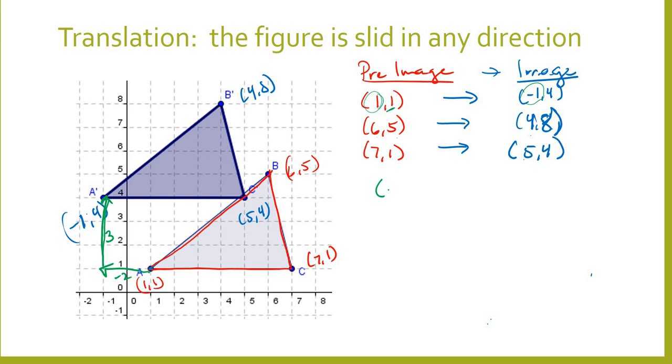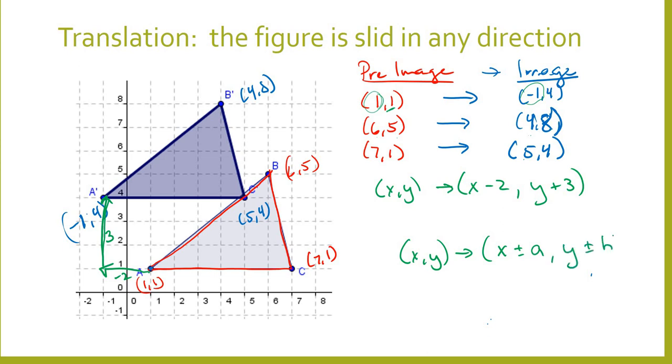So in this particular case, my change was to subtract 2 from my x and add 3 to my y. So my general rule for a translation is that I will add or subtract. I'm going to put them both. We've used this notation before. Either one, not both at the same time. I am going to add or subtract some number to my x, and I'm going to add or subtract some value to my y.